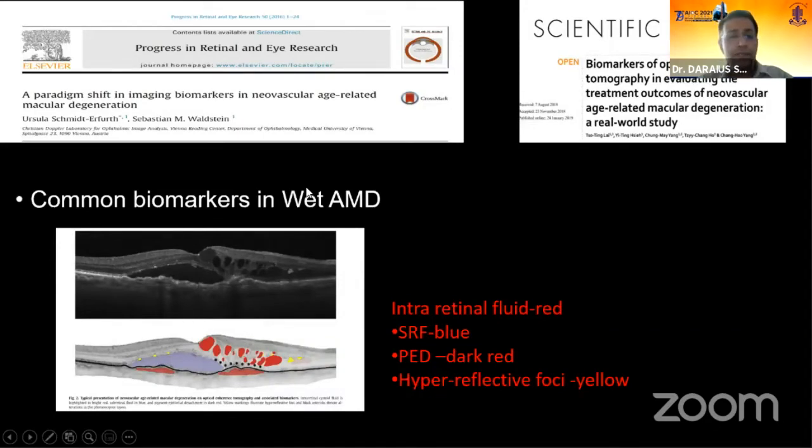Common biomarkers in wet AMD, because this is the topic of the day, include the intraretinal fluid. You can see in this beautiful article by Professor Ursula Schmidt's group that this is the SRF, which is blue, which is supposed to be a good prognostic marker. It's not really blue, I think it's more like a purple. The PED, which is dark red, is seen underneath, and the hyperreflective foci are seen in green color, sorry, in yellow color. But the intraretinal fluid, which is seen in red color, is supposed to be a poor prognostic marker.